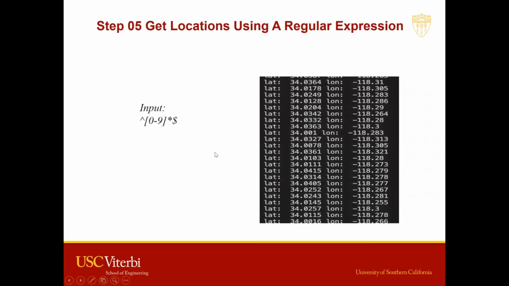For step 5, we first use a function to check if the regular expression is invalid. If not, we iterate all nodes and use the regex match function to find the result. When we enter this input, here are all the locations, longitudes and latitudes that match with it.